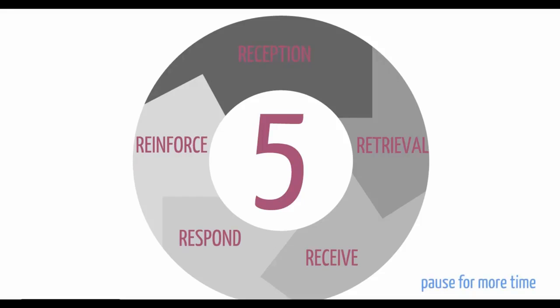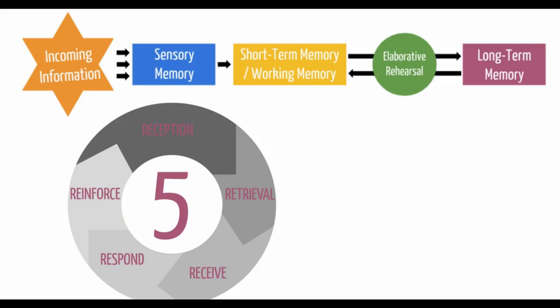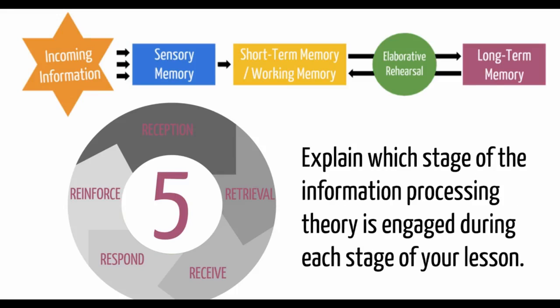Now that you have your lesson broken down into the 5 stages, I want you to elaborate on how the 2 models shown in this video are interconnected. Explain which stage of the information processing theory is engaged during each stage of your lesson. You can show your understanding with a visual representation, text summary, or a quick vlog, whatever works best for you.